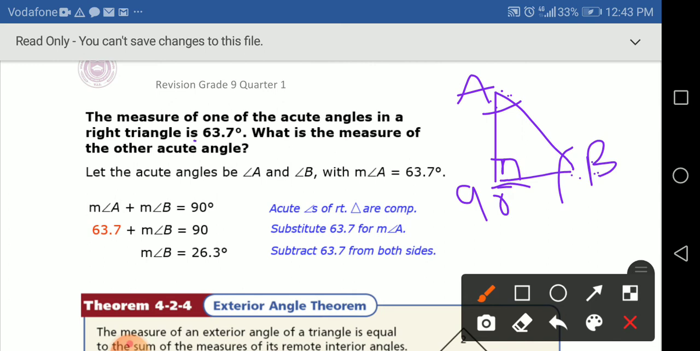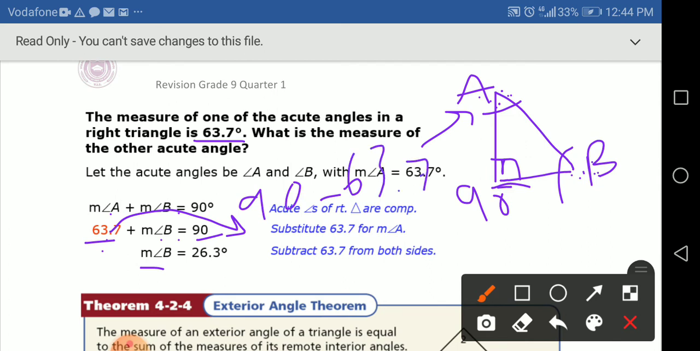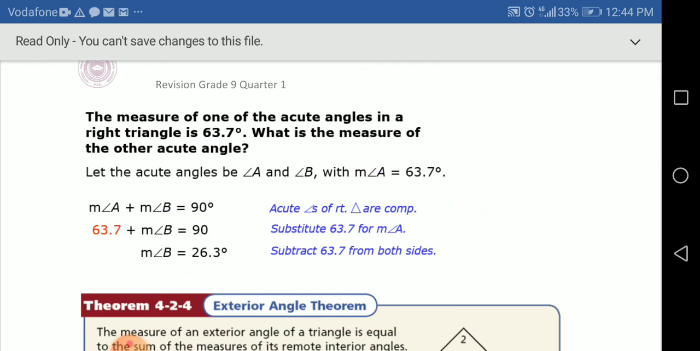I give you one angle of the two acute angles, 63.7. Let angle A be 63.7. Measure of angle B I don't know. The sum of them is 90 degrees. So the measure of angle B: 63.7 goes to the other side as negative. So 90 minus 63.7, the measure of angle B is 26.3. A very important question, and it may come in the exam.